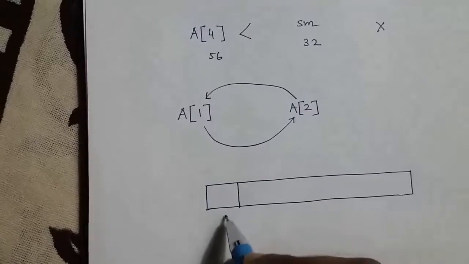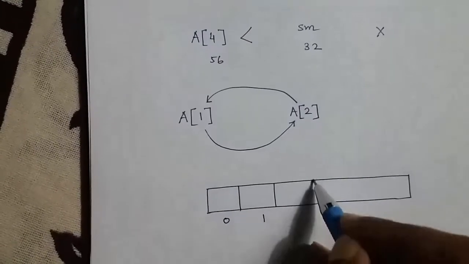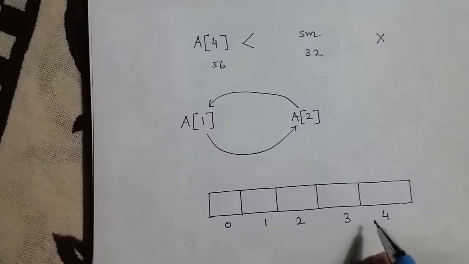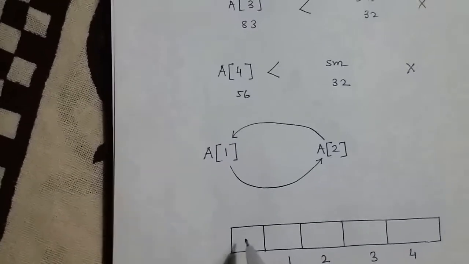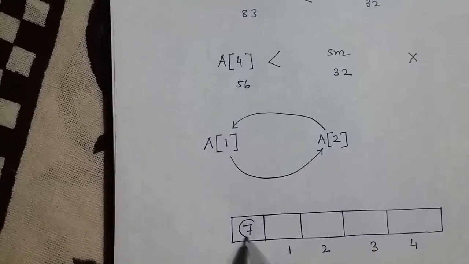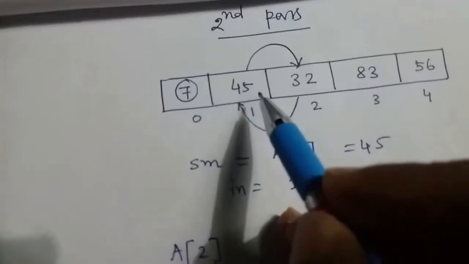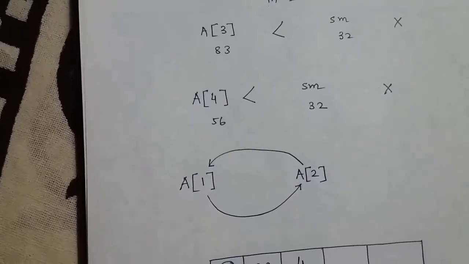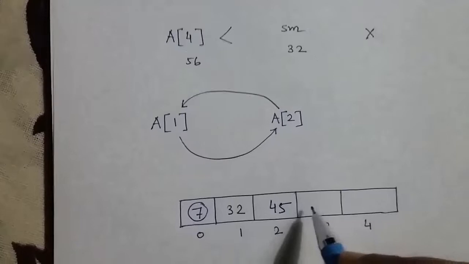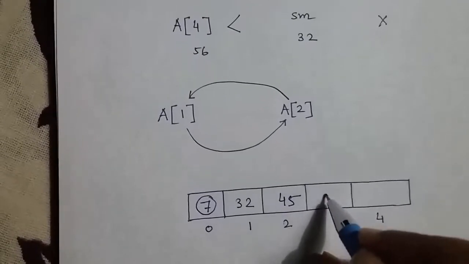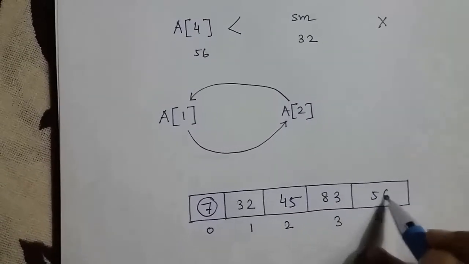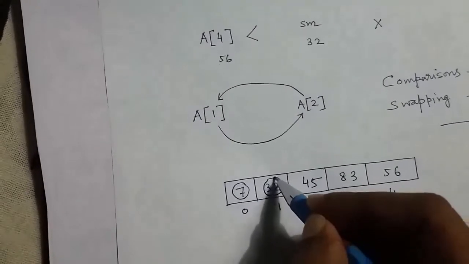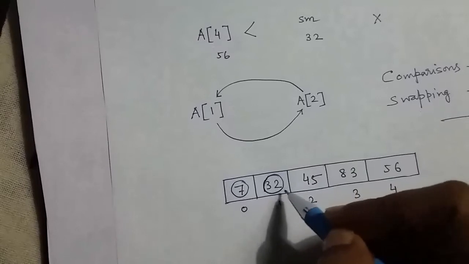there are 5 blocks, 0, 1, 2, 3, 4. So now the first element was already fixed, that is 7. Now 32 and 45 are exchanged. So 32 here, 45 here, and the rest of the elements 83, 56 will be as it is, and 32 is fixed, that is the second smallest element.